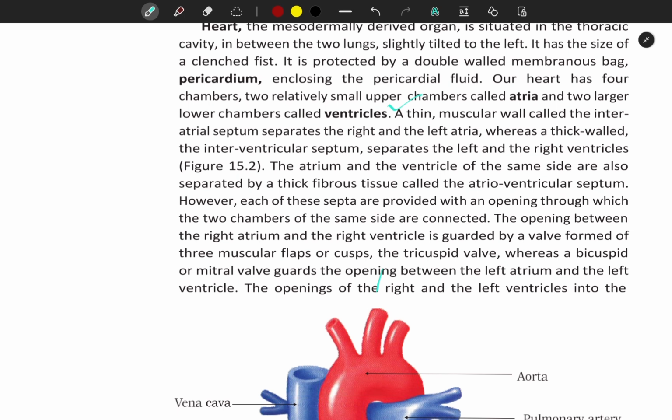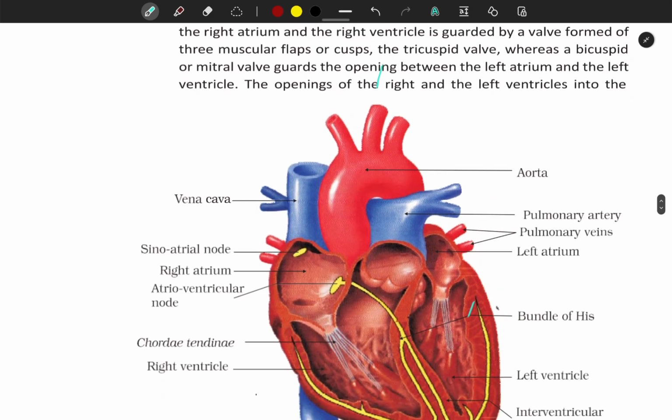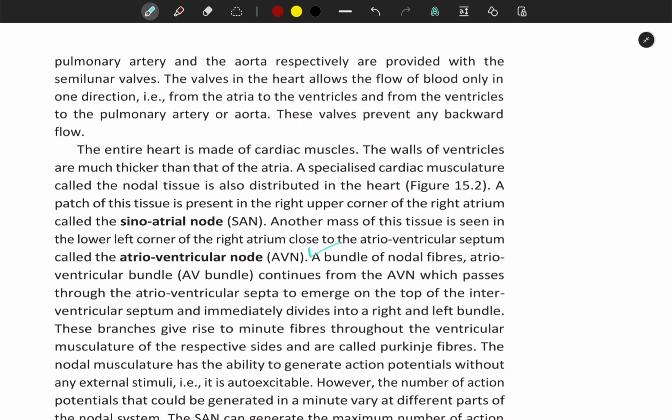are connected. The opening between the right atrium and the right ventricle is guarded by a valve formed of three muscular flaps or cusps, the tricuspid valve, whereas the bicuspid or mitral valve guards the opening between the left atrium and the left ventricle. The openings of the right and the left ventricles into the pulmonary artery and the aorta respectively are provided with semilunar valves. The valves in the heart allow the flow of blood only in one direction, that is from the atria to the ventricles and from the ventricles to the pulmonary artery or aorta. These valves prevent any backward flow.